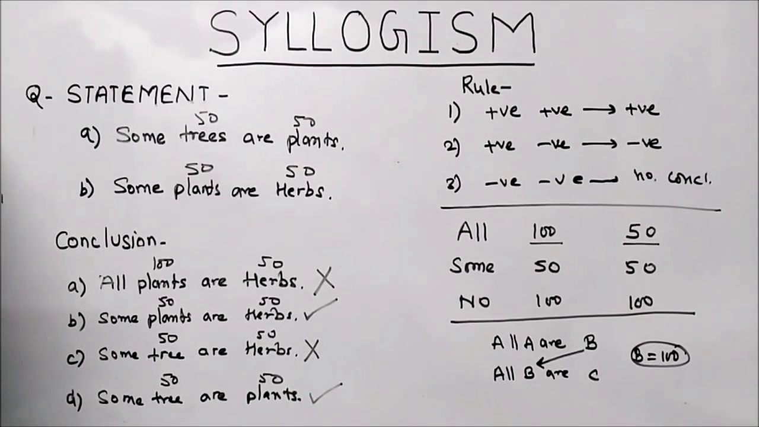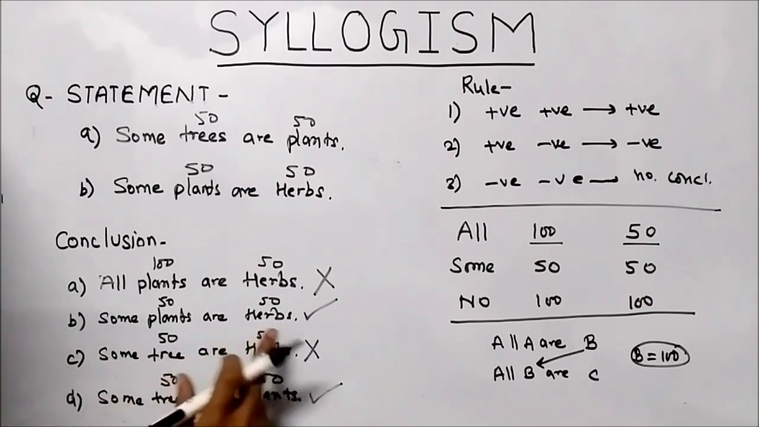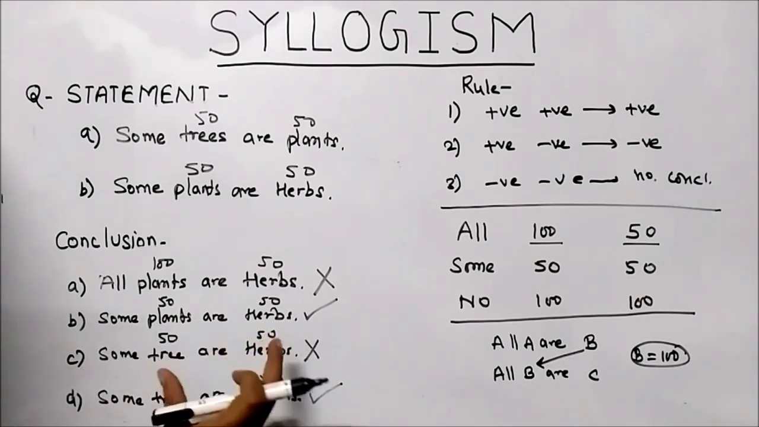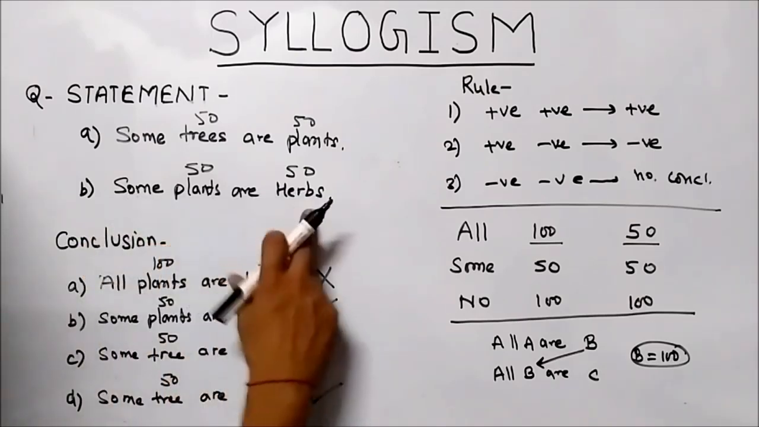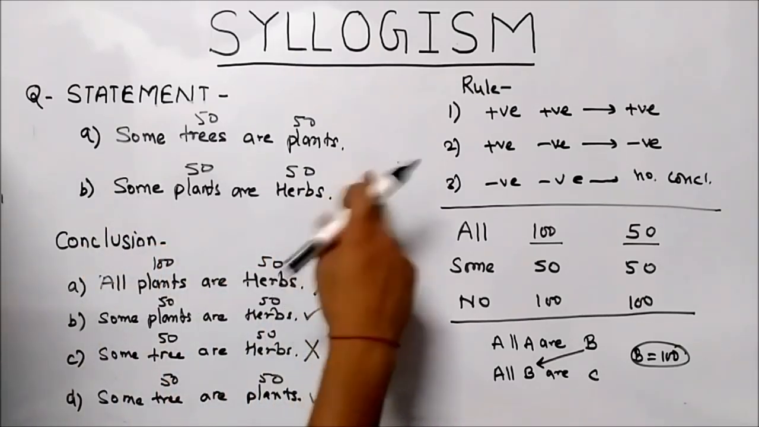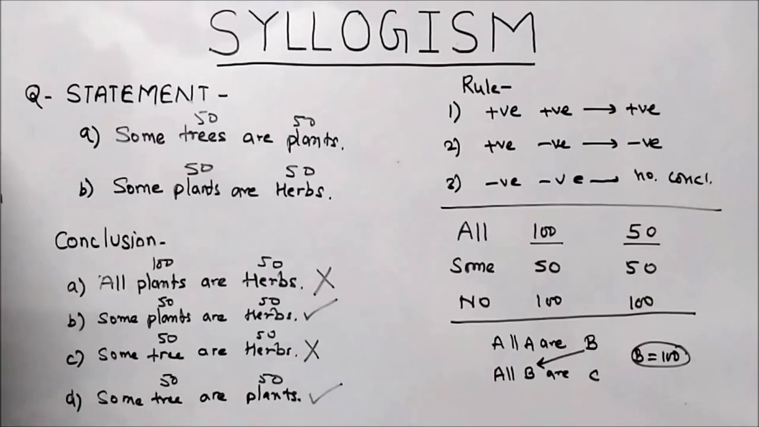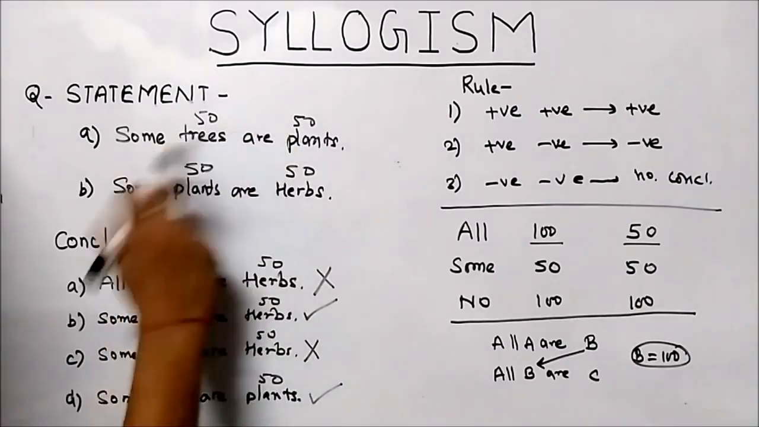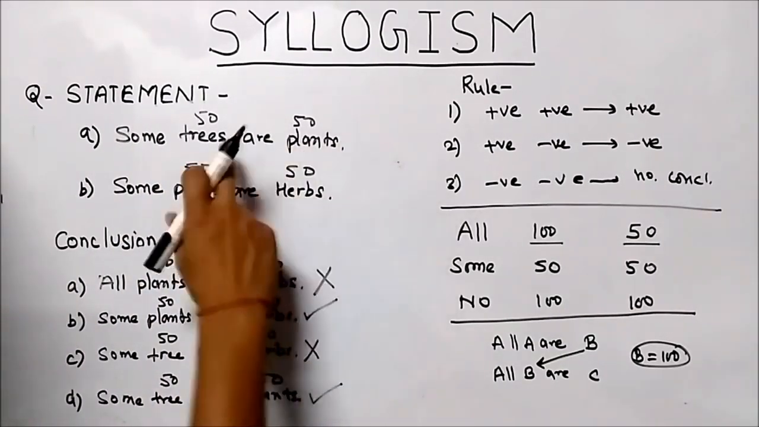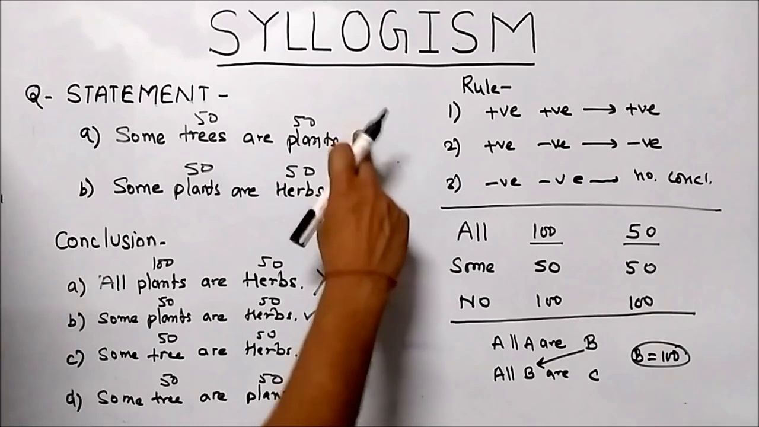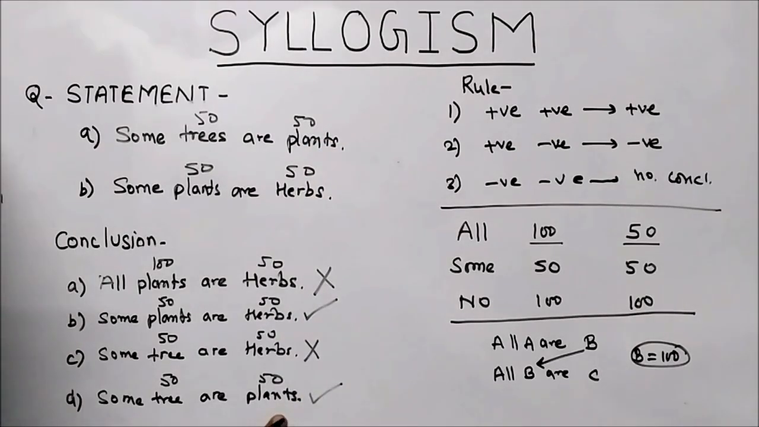And now check the nature of the statement and conclusion. This conclusion, some plants are herb, is positive and is made up of the statement some plants are herb. This statement is also positive, hence the conclusion is also positive. Now, some trees are plant, the conclusion is positive and is made up of statement number 1, some trees are plant. This statement is also positive, so the conclusion is also positive.